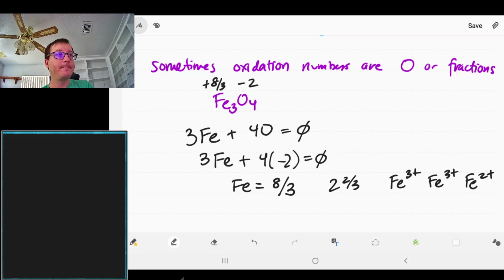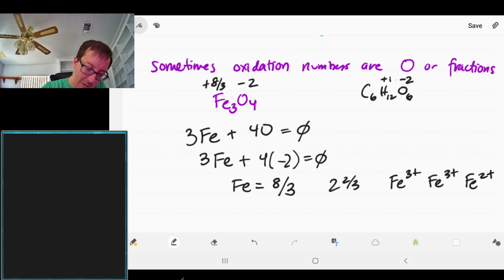Those are fine. And you'll see that if you do glucose, you'll have an oxidation number on carbon equal to 0, which is totally fine in a compound. Not a problem. Normally we see 0 when things are by themselves. You could have 0 within compounds as well.